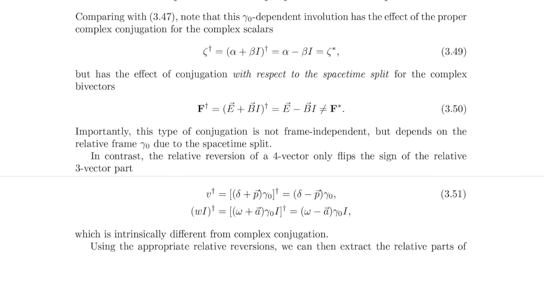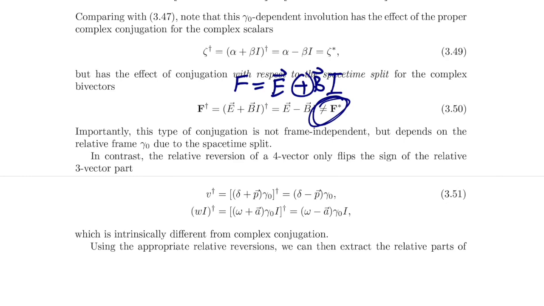So if you take a bivector, f, right, f is always going to be split into this relative 3 vector plus another relative 3 vector's dual, right? They're saying, oh, this relative reversion is going to change the sign of this thing, right? Okay, and so that's pretty easy, but that's not equal to f conjugate, the complex conjugate of f.